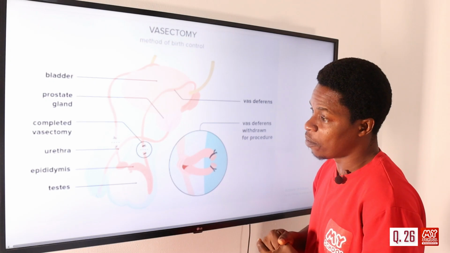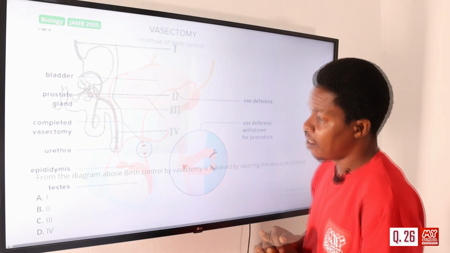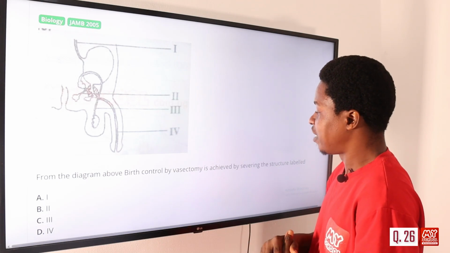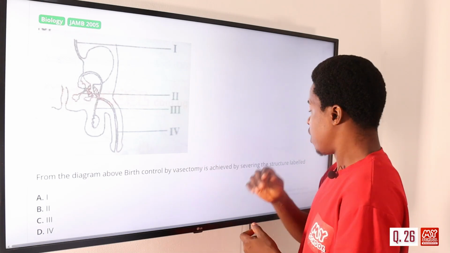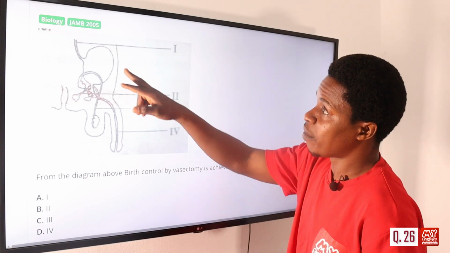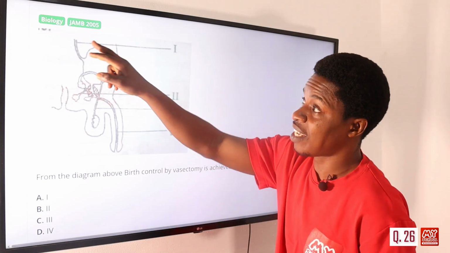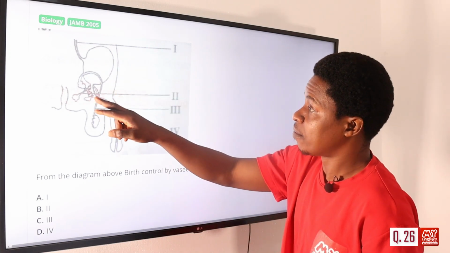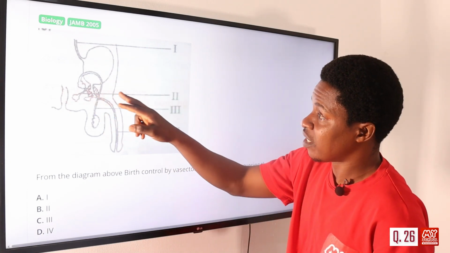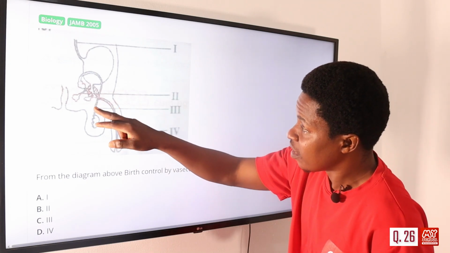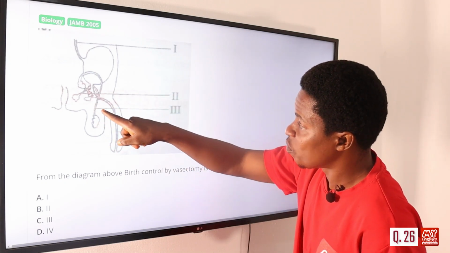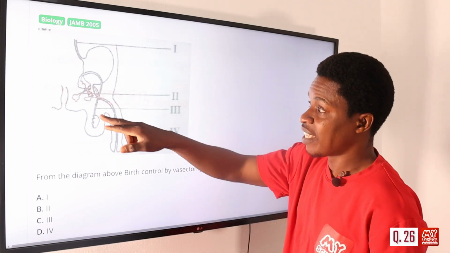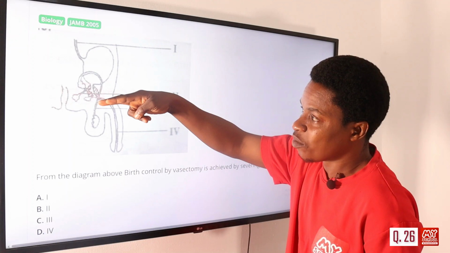Let's move back to the options so that we can choose. From this diagram, birth control by vasectomy is achieved by severing the structure that is labeled, not Roman figure 1, of course, that is your ureter that leads to the kidney. This is the bladder, then we have the pancreas there, and the vas deferens. So this part, which is Roman figure 3, is the part we just looked at in the diagram. That's your vas deferens. That is what is severed.